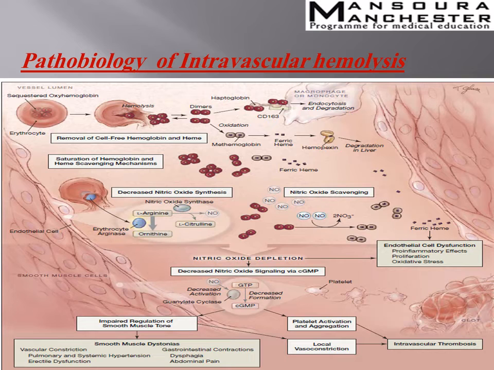and by breakdown of the substrate for nitric oxide synthesis, L-arginine, by the red cell enzyme arginase. Nitric oxide depletion results in decreased activation of guanylate cyclase, an enzyme required for generation of cyclic GMP. Decreased cyclic GMP levels disrupt regulation of smooth muscle tone, resulting in dystonias including systemic and pulmonary hypertension, erectile dysfunction, dysphagia, and abdominal pain. Decreased cyclic GMP level through depletion of nitric oxide can also lead to platelet activation and aggregation, promoting clot formation.